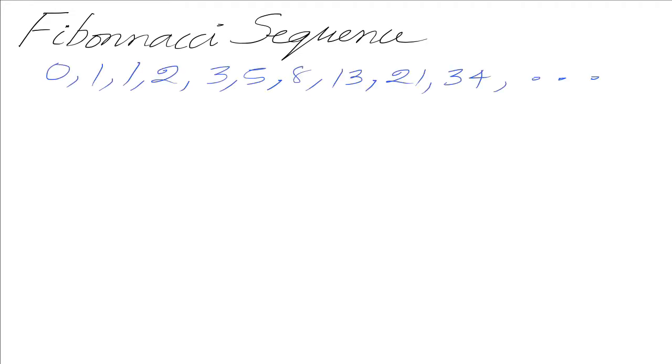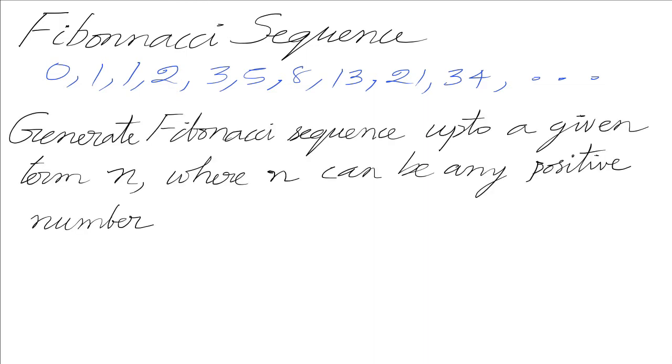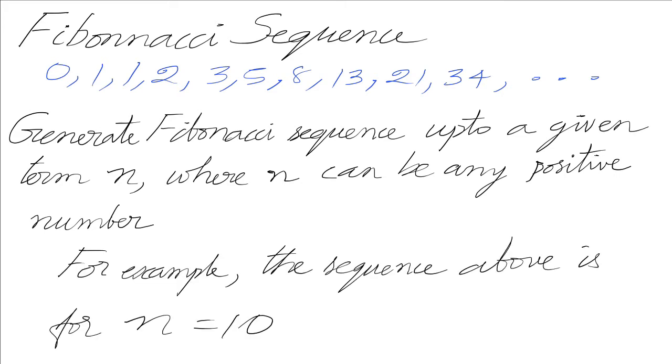The Fibonacci sequence is a series of numbers. The next number is found by adding the two numbers before it. We want to generate the Fibonacci sequence up to a given number n, where n can be any positive number. For example, the sequence above is for n equals 10.